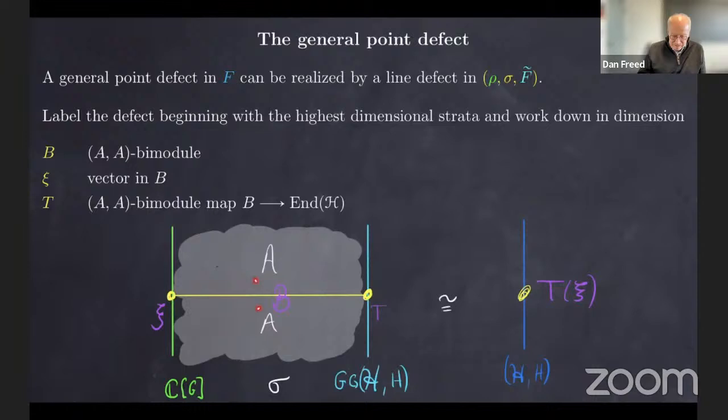The link here is again an interval, but it involves this higher dimensional stratum. So we'll need to know what we assigned there in order to evaluate that, et cetera. And so in this case, what you find is that the label in the middle, the defect in the middle, is labeled by a bimodule. At this end, we get a vector in the vector space underlying the bimodule. And at this end, we get a bimodule map like that. And you can combine this data, take T of XC, and you get an operator, and that's what transports under the isomorphism theta.